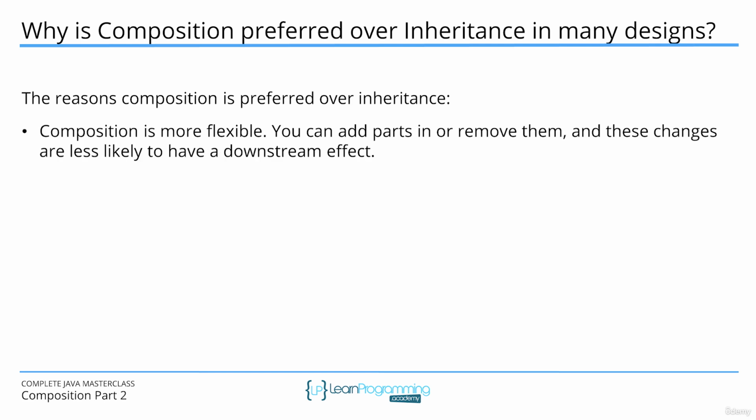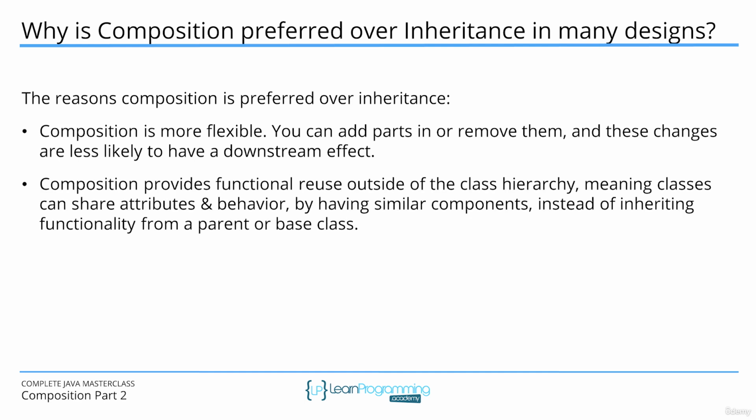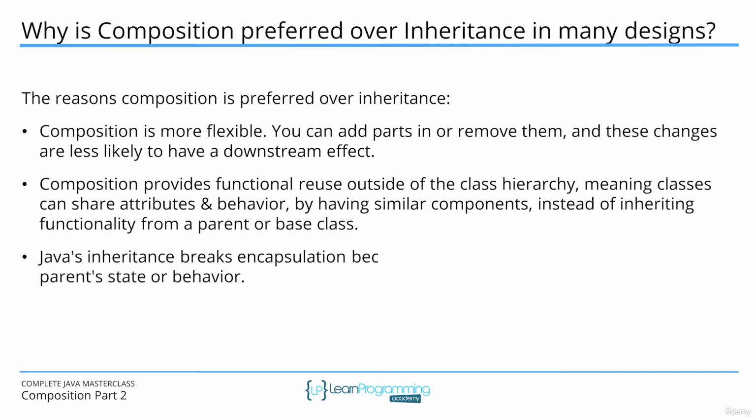Composition is more flexible, you can add parts in or remove them, and these changes are less likely to have a downstream effect. Composition provides functional reuse outside of the class hierarchy, meaning classes can share attributes and behavior by having similar components instead of inheriting functionality from a parent or base class. Java's inheritance breaks encapsulation because subclasses may need direct access to a parent's state or behavior. I showed you an example of using the protected access modifier in a previous video, and I'll talk about why this breaks encapsulation in an upcoming video.